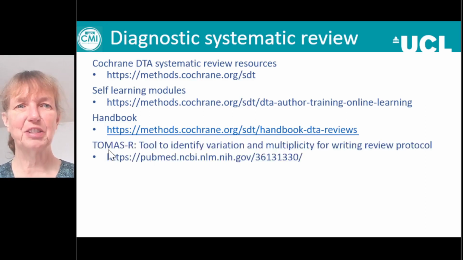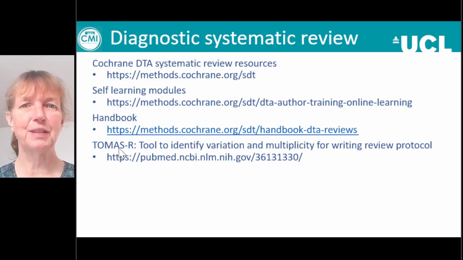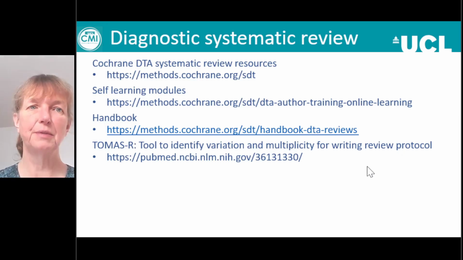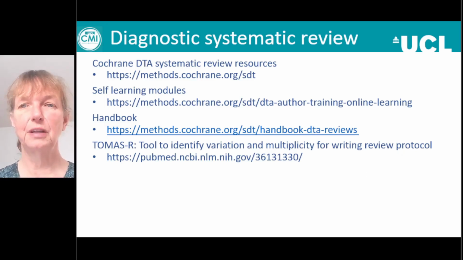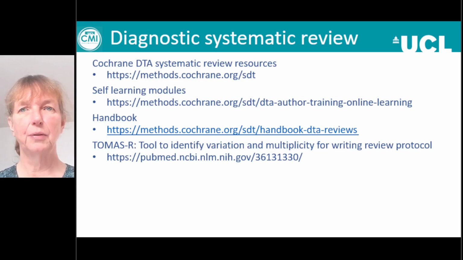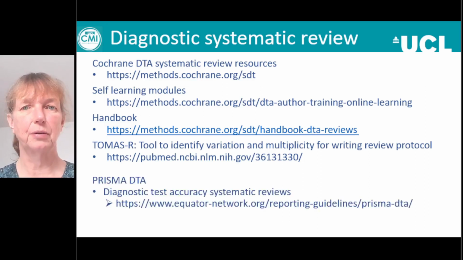I'd also like to highlight an article that I've written recently called Thomas R, which is a tool to identify variation and multiplicity when you're writing a review protocol. This is going to help you with thinking about heterogeneity, both in terms of identifying it when you're writing your protocol and when you're planning your data extraction, but also helping you think about how you're going to analyse those in your article.